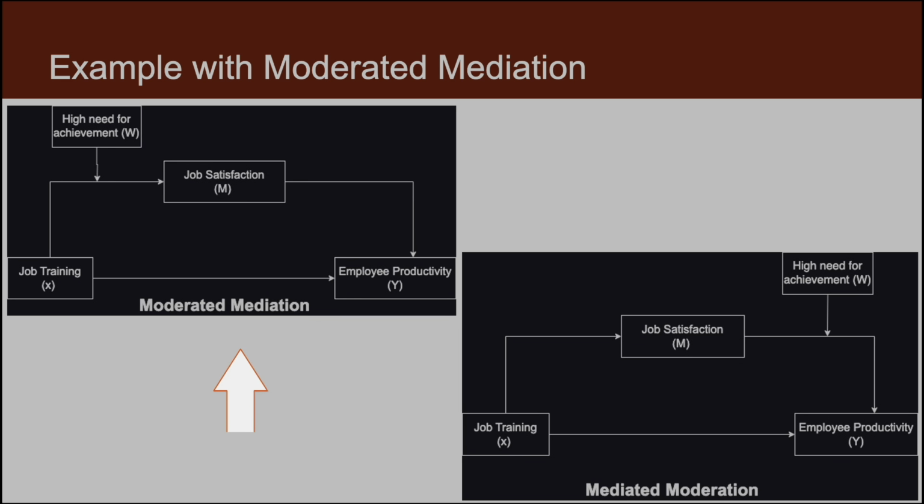First, moderated mediation. The impact of X on Y through M depends on the level of W. In other words, the mediation effect is influenced by the moderator. This means that the strength of the mediation effect changes across different levels of the moderator variable. Secondly, mediated moderation, where the moderation effect of W on the relationship between X and Y is actually mediated by M. The mediation explains how or why the moderation occurs.